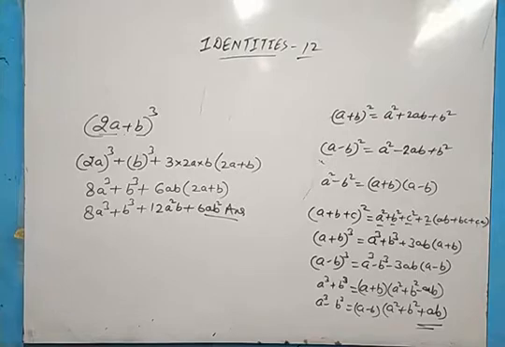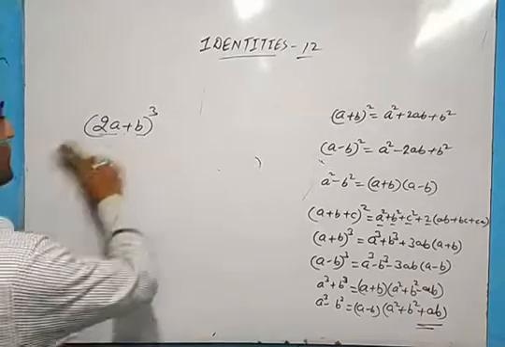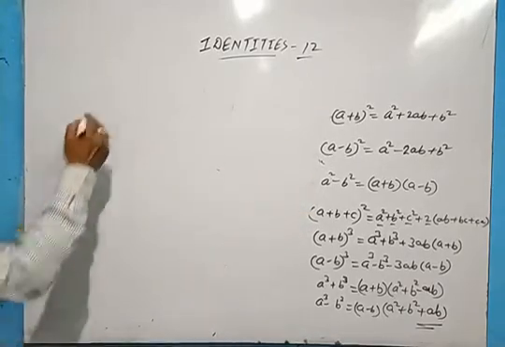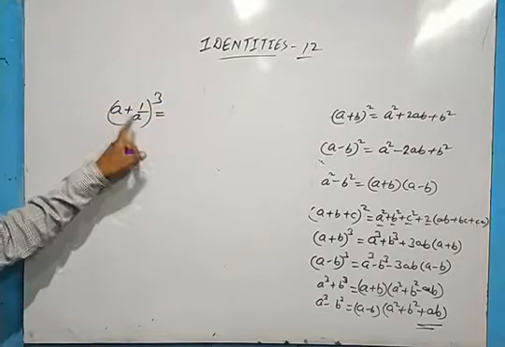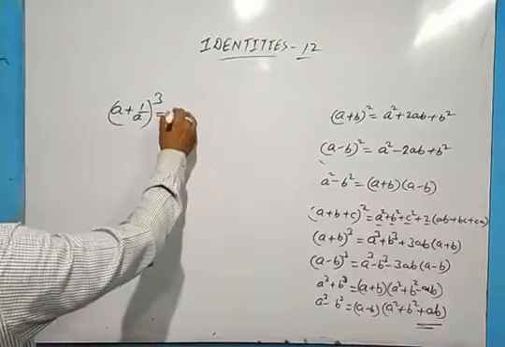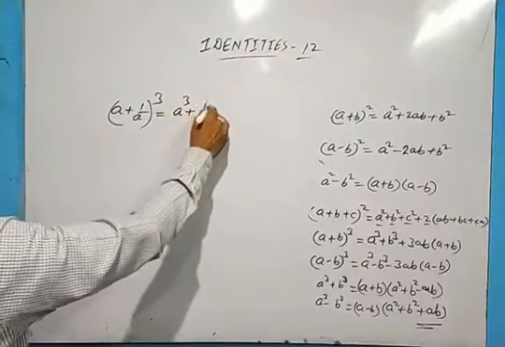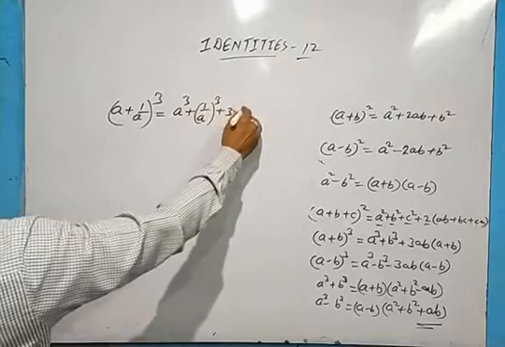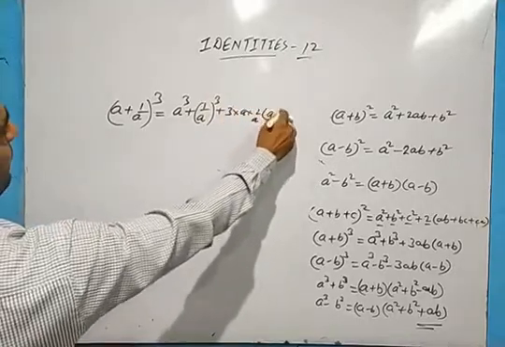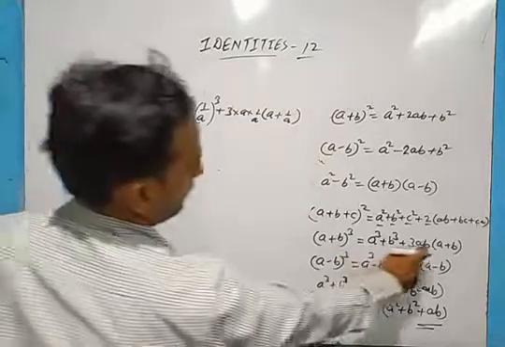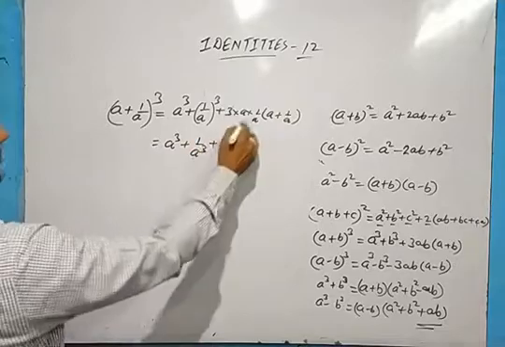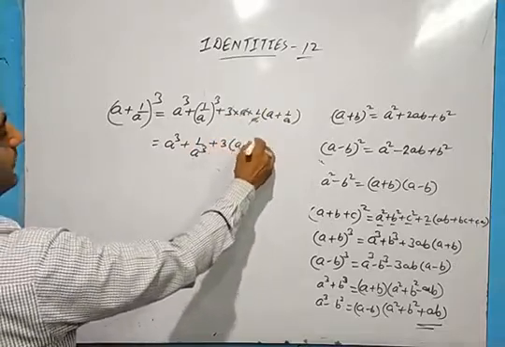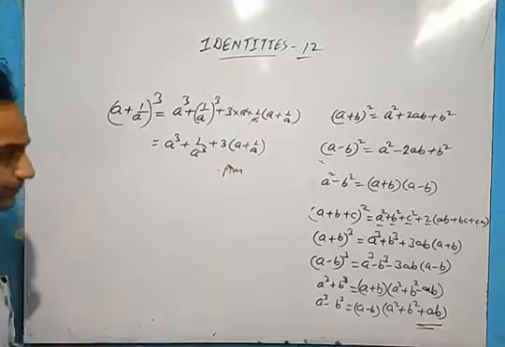Okay. Now some more formulas like (a + 1/a) whole cube. Again (a + b) whole cube: a cube means this first term cube, b cube means second term cube, 3 into first term into second term in bracket first term plus second term, according to the formula. So a cube plus 1/a cube plus 3 into (a + 1/a) will be the answer.